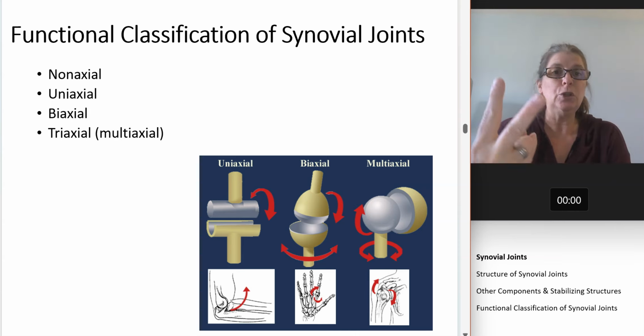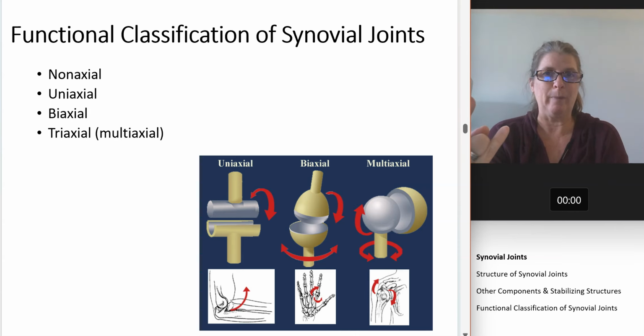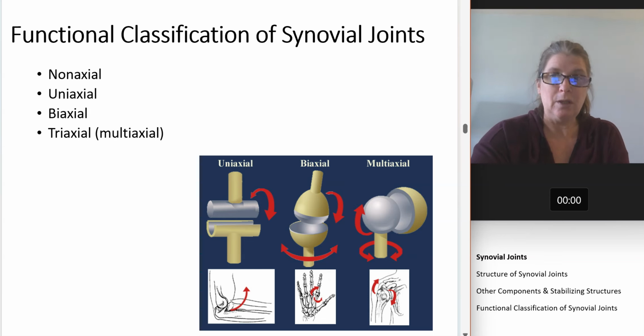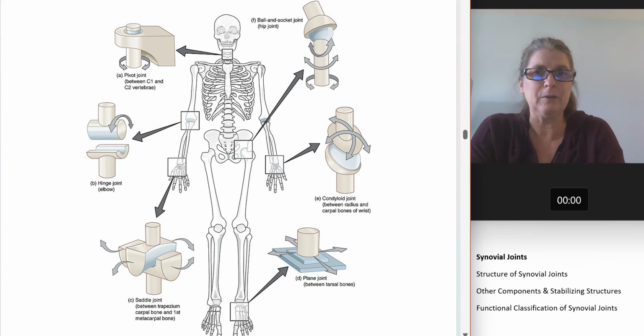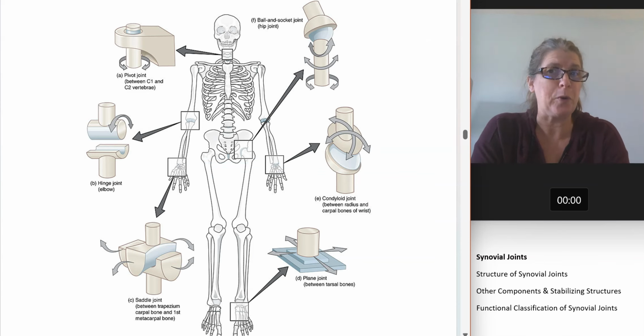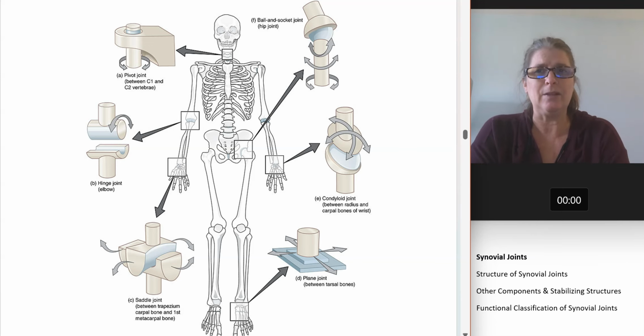Biaxial is going to have two movements, two different planes of movement. And you can call it triaxial or multiaxial. Those are the most movement, and that kind of makes sense. So here's a picture just kind of showing you some of the joints that we've studied and some words you're going to see that you've seen some of these already.